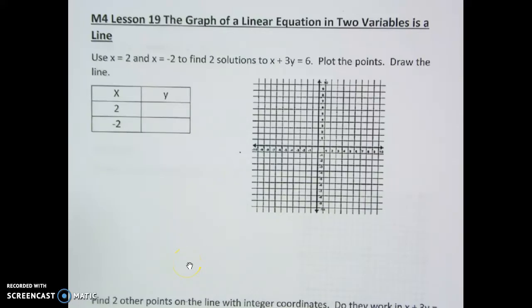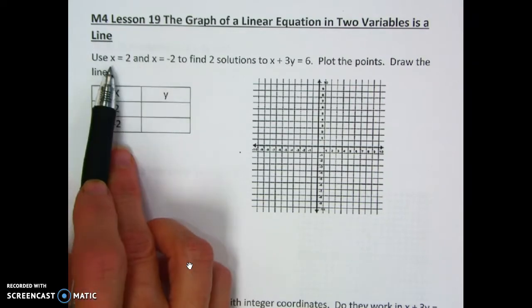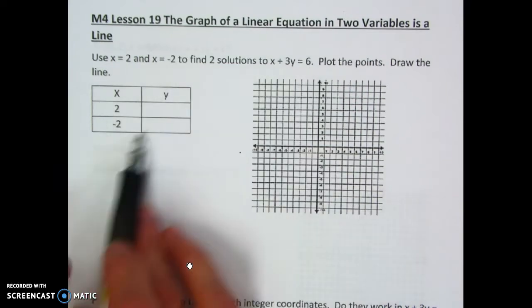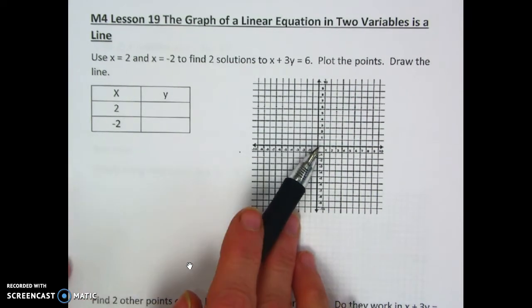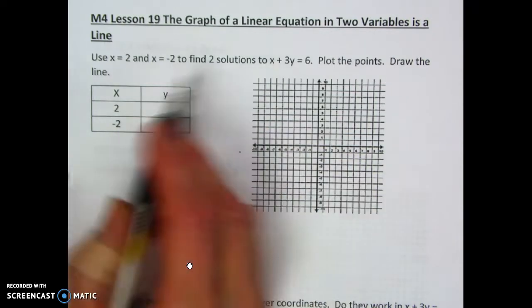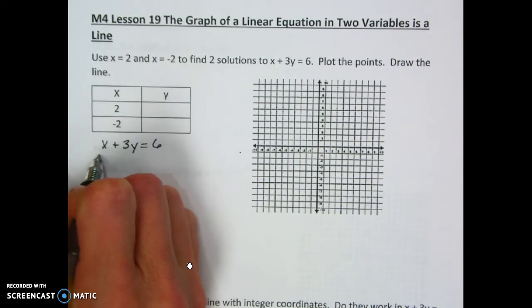Module 4, Lesson 19. The graph of a linear equation in two variables is a line. We are going to use the values of 2 and negative 2 for x and find two solutions to this equation. Once we find the solutions, we're going to plot those points and then we're going to draw the line. So to start out, if we want to put the value 2 in here for x, we'll have x plus 3y equals 6. We put a 2 in here.